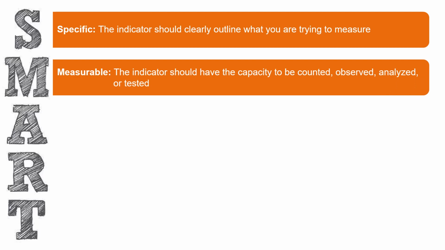Next is measurable. The indicator should have the capacity to be counted, observed, analyzed, or tested. If you cannot measure an indicator, then progress cannot be determined. Once an indicator is clear and specific, it can be measured in numerous ways. At the end of the day, almost any indicator in one way or another is measurable, assuming it is also specific.